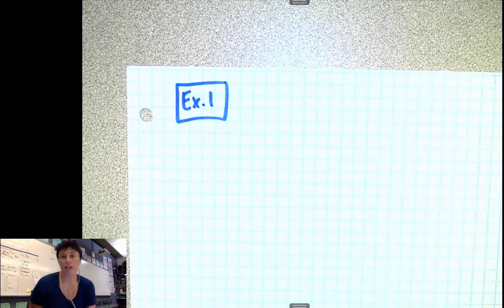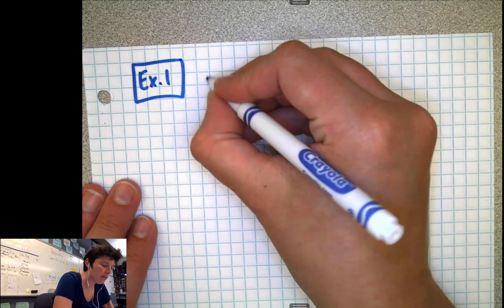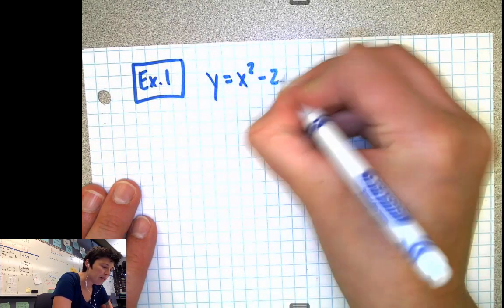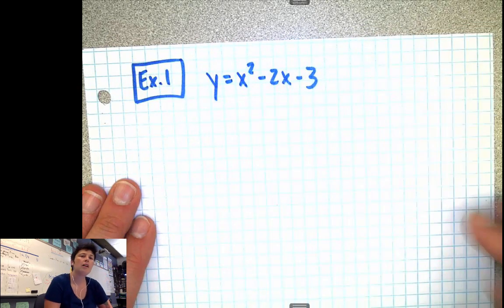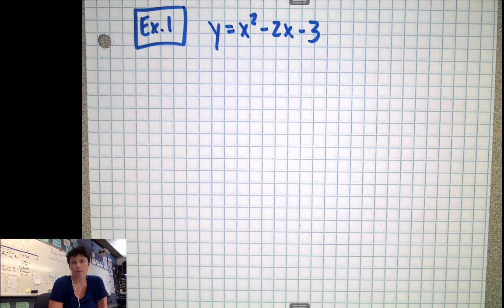And we're going to look at a function. We could call it f of x, but I think I'm just going to call it y equals. I'm going to call it y equals x squared minus 2x minus 3. And I want to know, where are the roots? Where are the x-intercepts? And the y-intercept, to be honest.